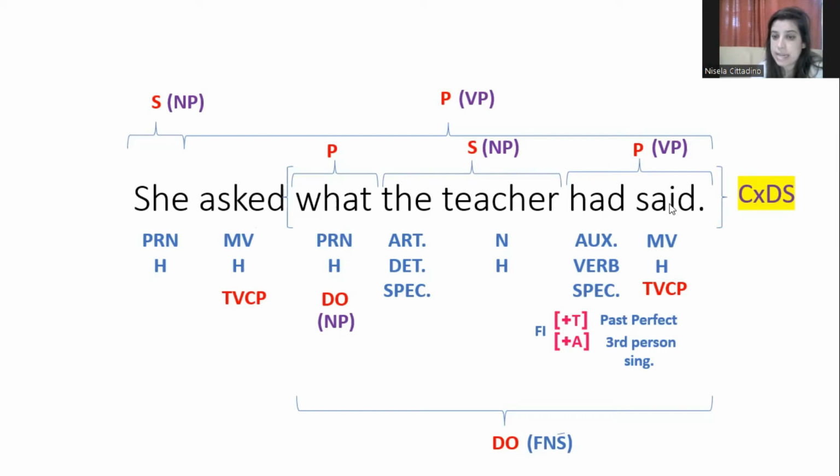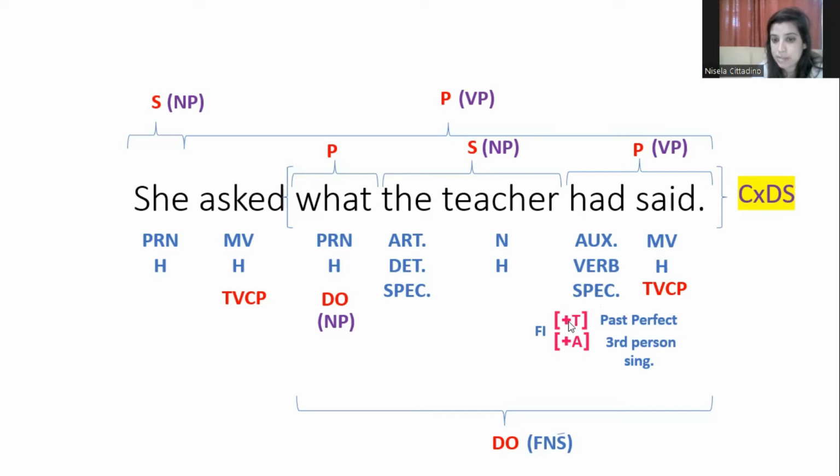And the predicate had said: had is an auxiliary verb, a specifier. Remember that the verb phrase works like this: we have an auxiliary verb followed by a main verb. The auxiliary verb is always a specifier, and it is finite. What does finite mean? That it bears tense and agreement.